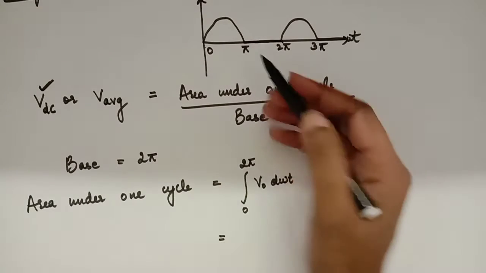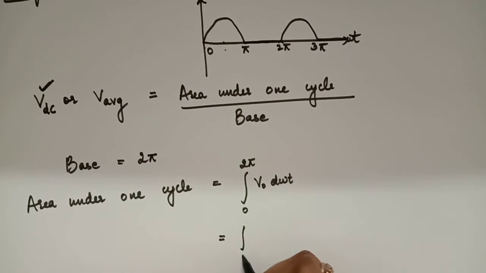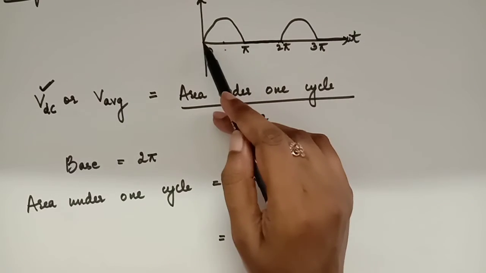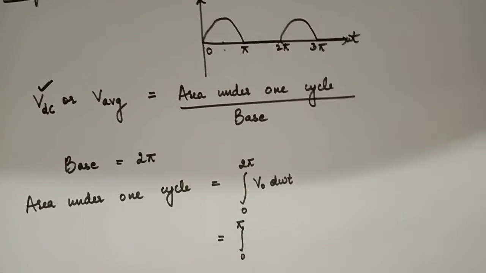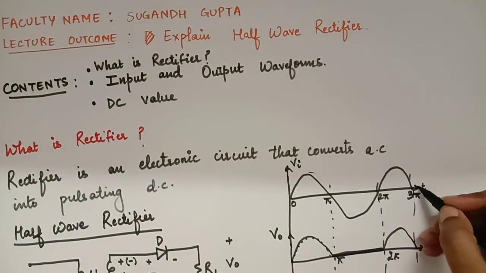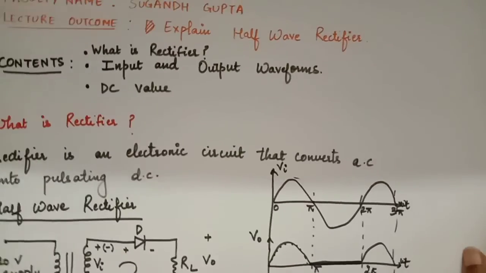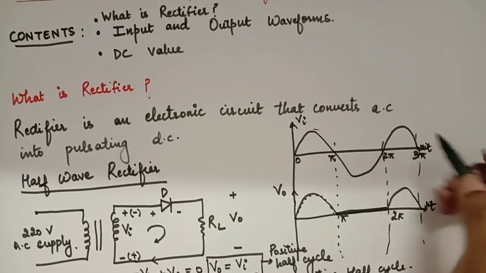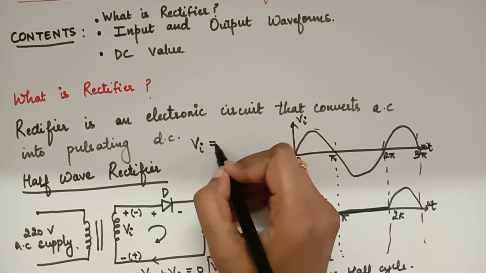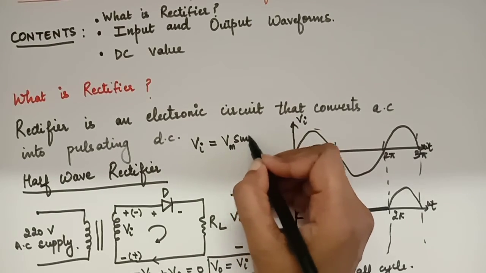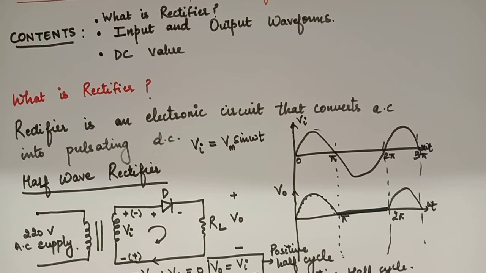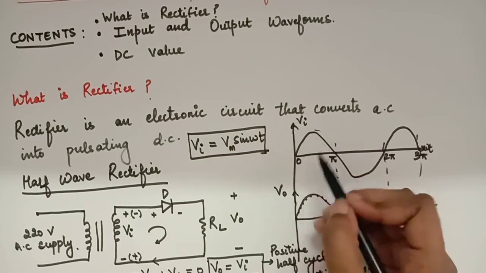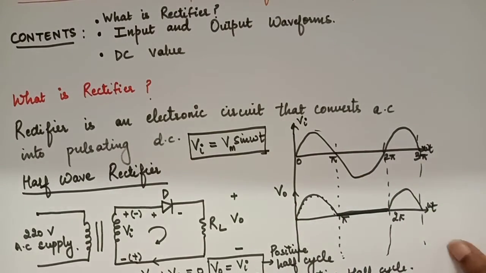So now let's break this integration into two parts. From 0 to pi, what was V naught equal to? From 0 to pi, V naught was equal to Vi. Let me correct it here also, it's omega t. Now what is Vi? How could you represent an AC signal? We usually represent an AC signal as Vi equals Vm sin omega t.